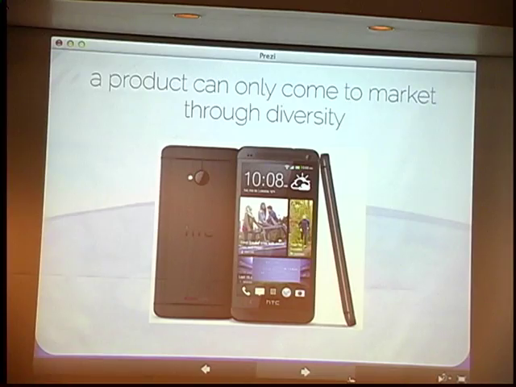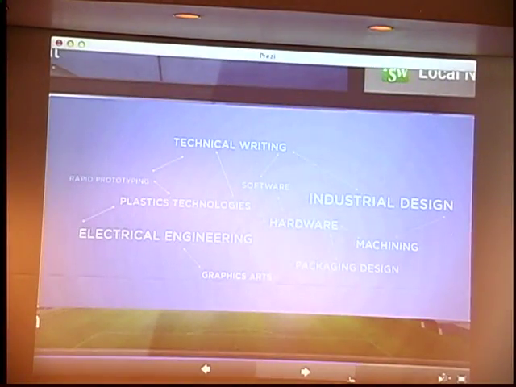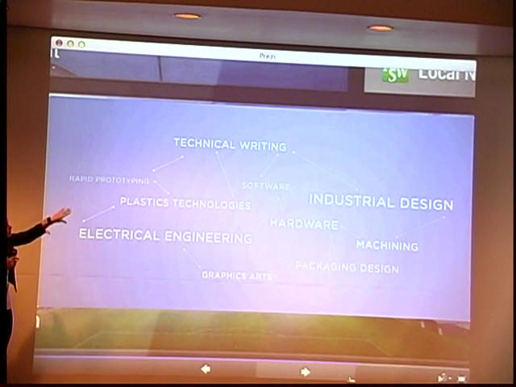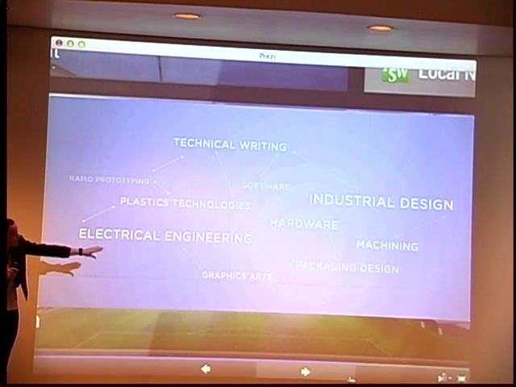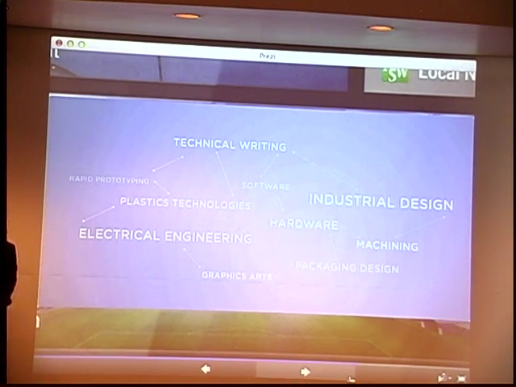So you don't just have electrical engineers. You don't just have software engineers or computer scientists. You have a huge group of people that all have engineering technical backgrounds that go into making that device. So electrical, plastics, hardware, software, rapid prototyping, technical writing, machining, packaging design, graphic arts, industrial design. So if you're going to work on something like the iPhone, you're going to interface with a lot of different types of people. And I'm sort of beating a dead horse here, so I promise I'll move on.